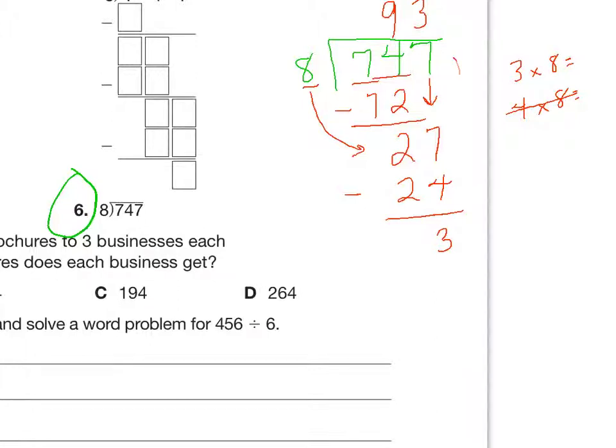And there's nothing over here to bring down. There's nothing at all, so we don't need to worry about it. We have 3 as a remainder left over. So we're going to write that as 3/8. We should have written at the top, a little clearer down here, 93 and 3/8.